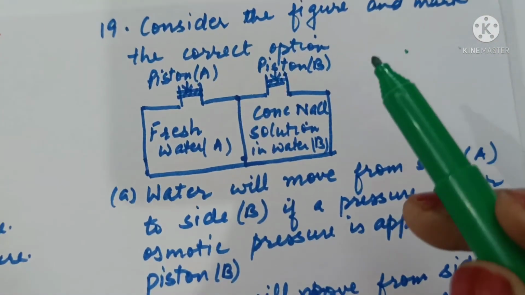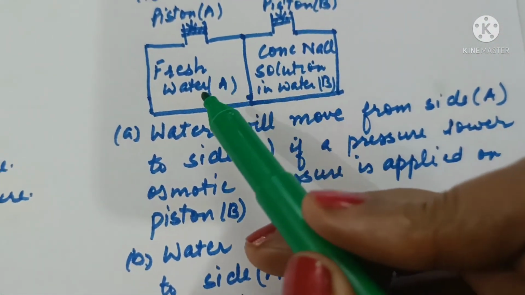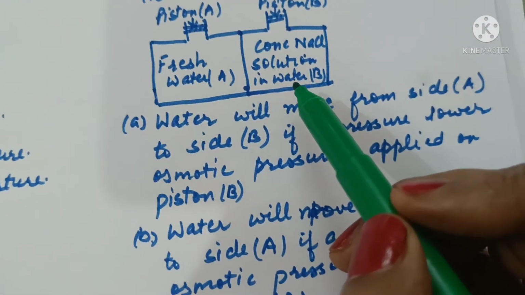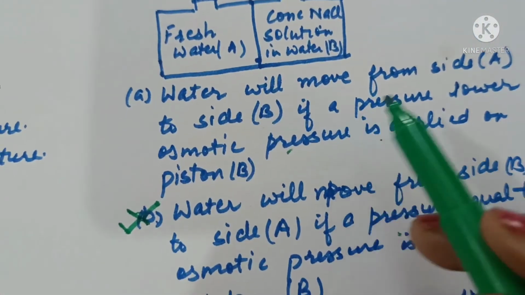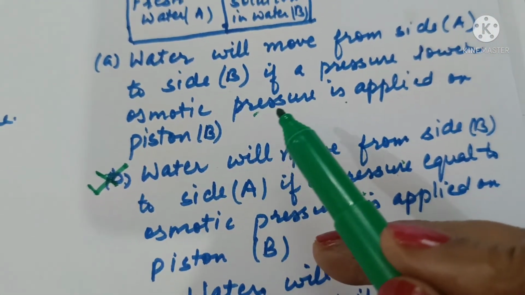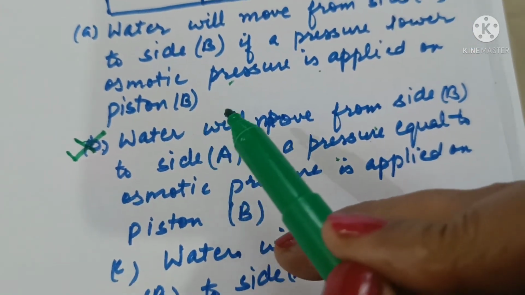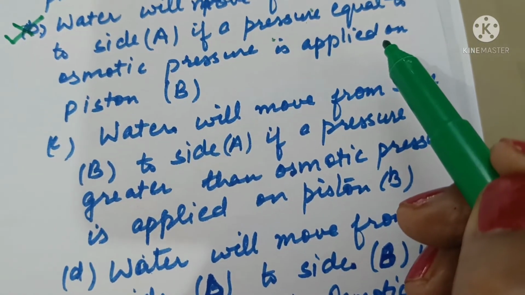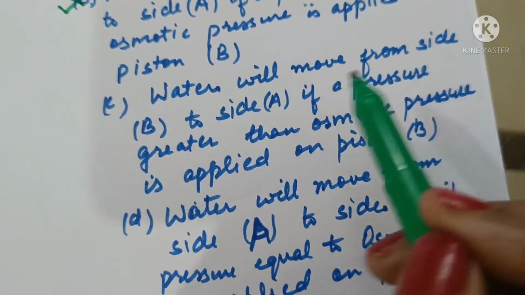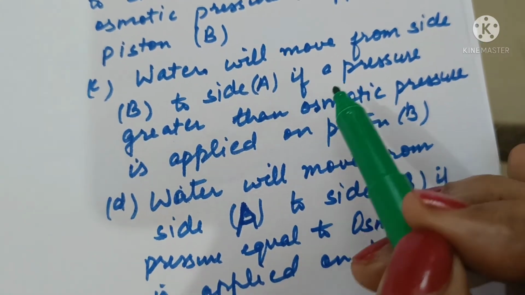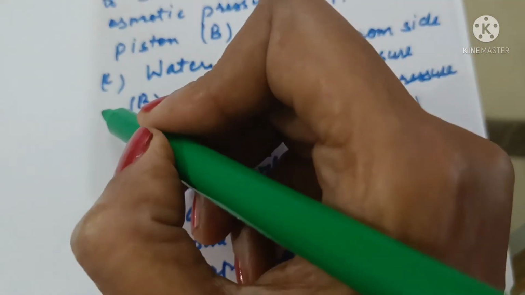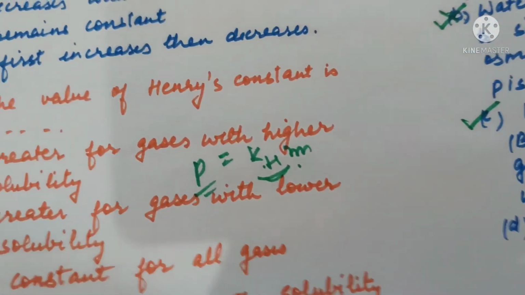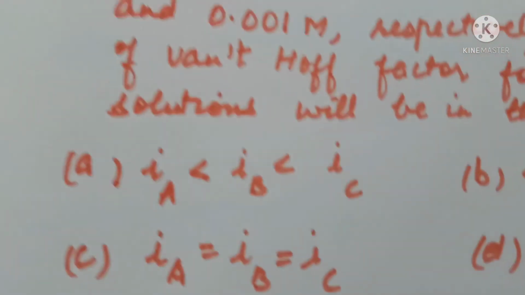Consider the figure and mark the correct option. Fresh water and concentrated NaCl solution are separated. Water will move from side A to side B if pressure lower than osmotic pressure is applied on piston B? No. Water will move from side B to side A if pressure equal to osmotic pressure is applied on piston B? No. Water will move from side B to side A if pressure greater than osmotic pressure is applied on piston? Yes, because reverse osmosis occurs in this case. So option C is the correct answer.